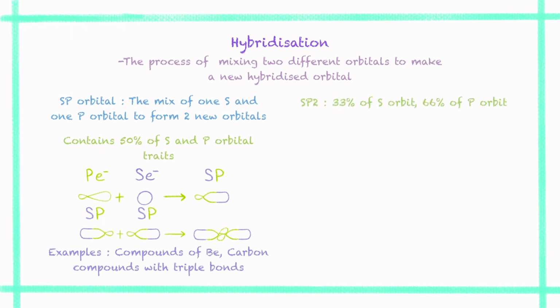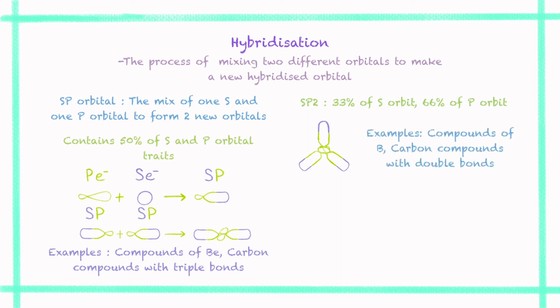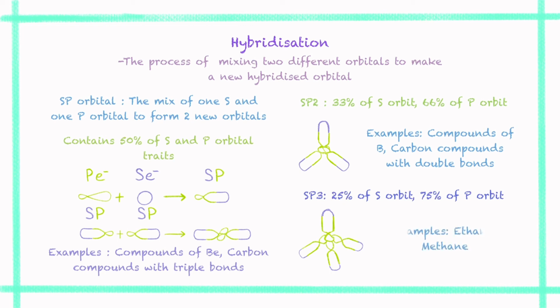sp2 orbitals inherit 33% and 66% of s and p orbital traits. The 3 sp2 bonds form a trigonal planar shape. Examples of sp2 molecules include all boron compounds and all carbon compounds with double bonds. sp3 orbitals contain 25% of s orbital traits and 75% of p orbital traits. The 4 hybrid orbitals form a tetrahedral shape. Ethane and methane are examples that contain sp3 orbitals.